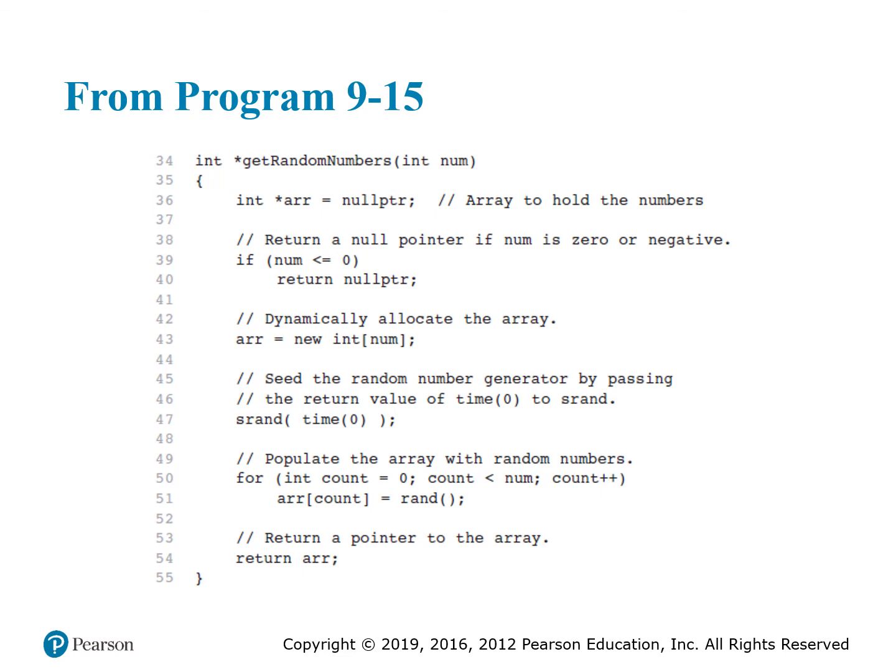This get random numbers function creates a new int of num, a new int of size num. It populates that array with random numbers, and then it returns the pointer that we created.